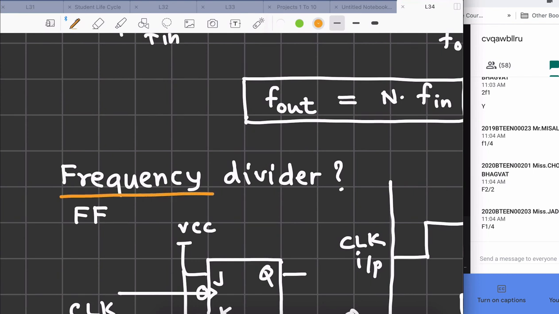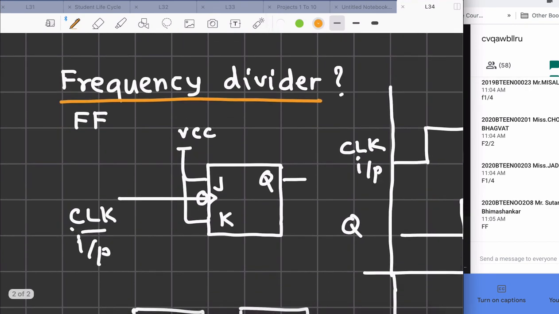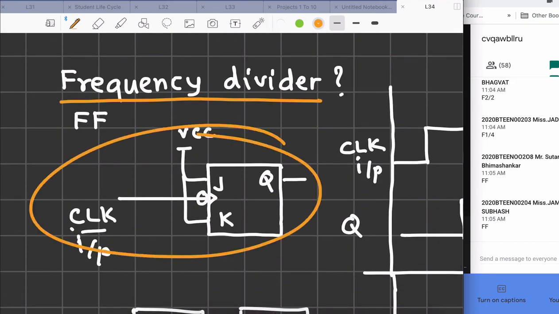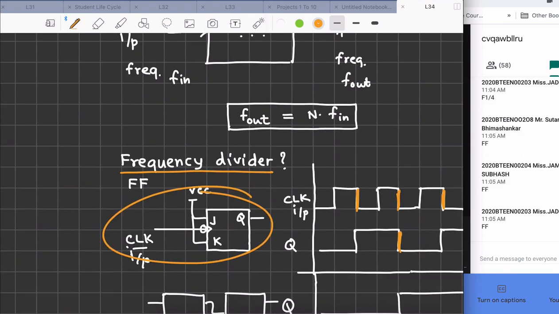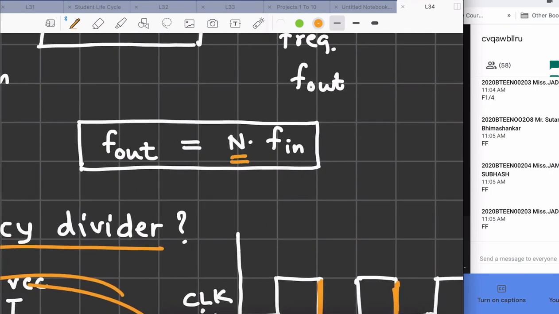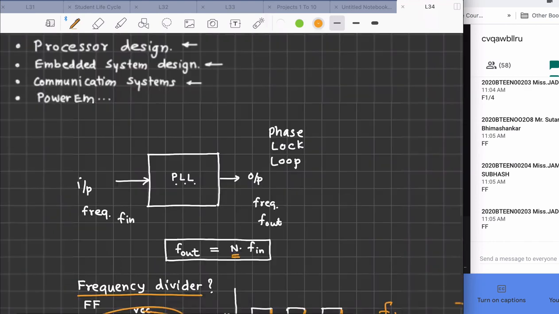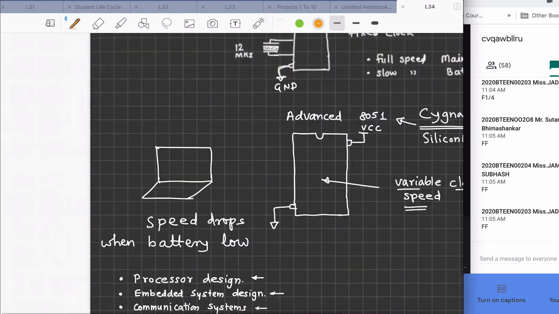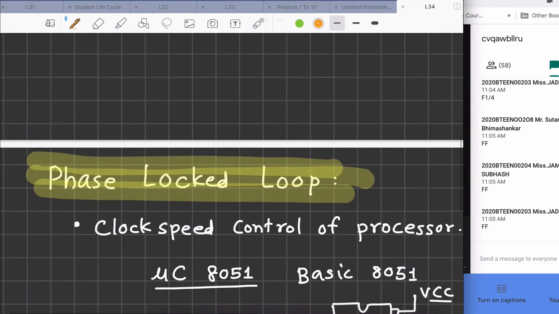Everybody understood that? So a frequency divider can be implemented using what? Yes, flip-flop. Right? But you cannot implement a frequency multiplier by using any other block other than this. Frequency multiplier is possible only by phase lock loop.